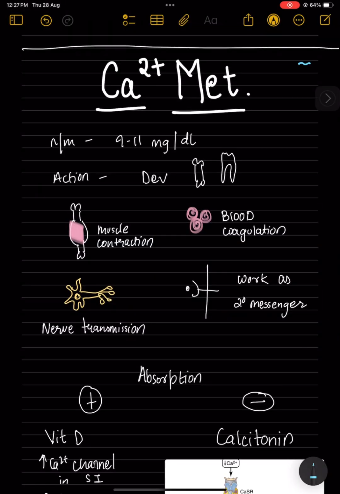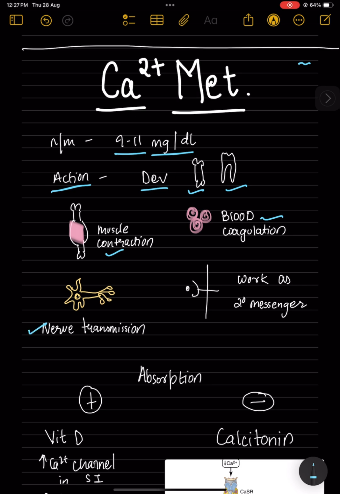Calcium metabolism. Normally, the calcium level is 9 to 11 milligram per dl in our blood. Its action is to help in development of the bone as well as teeth. In muscles, it causes contraction. It helps in blood coagulation by activating certain clotting factors. It helps in nerve transmission and it works as a secondary messenger.